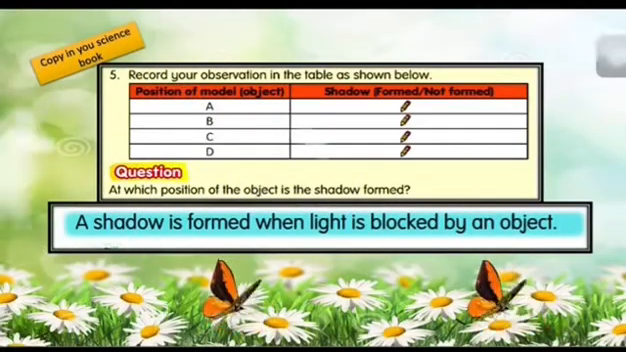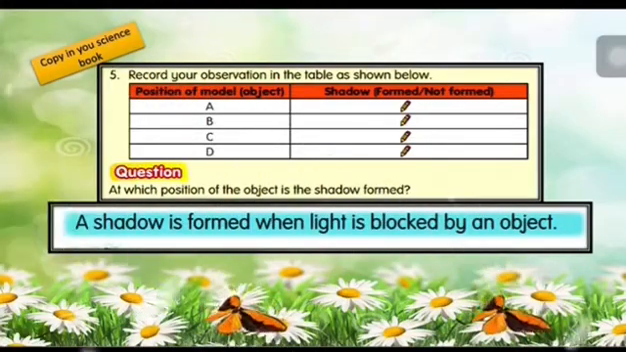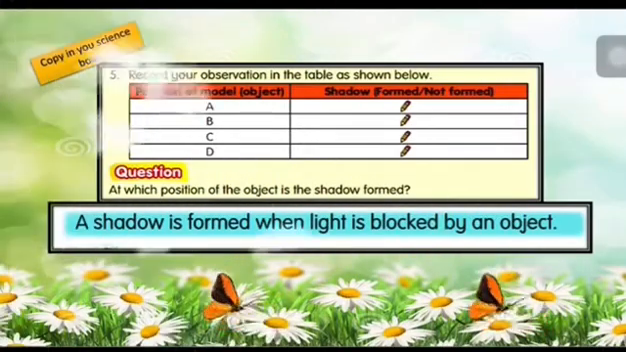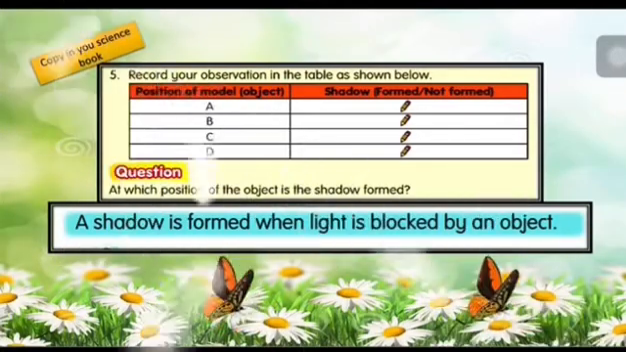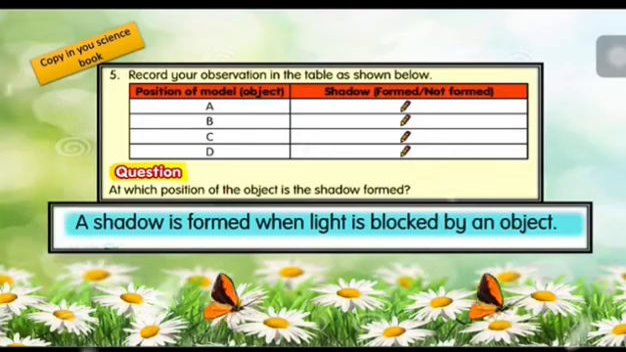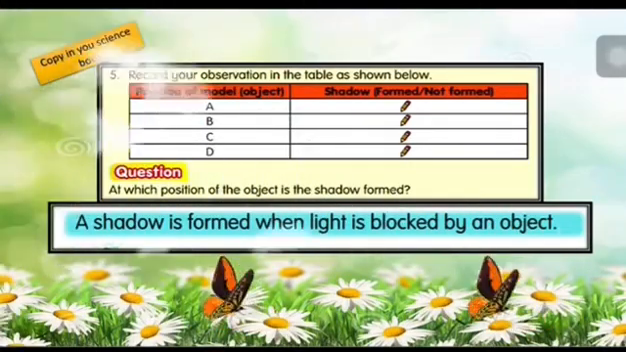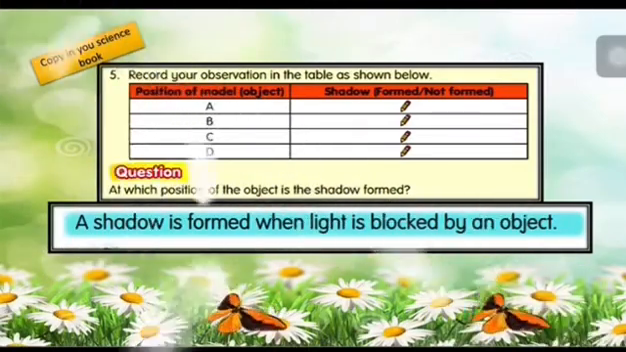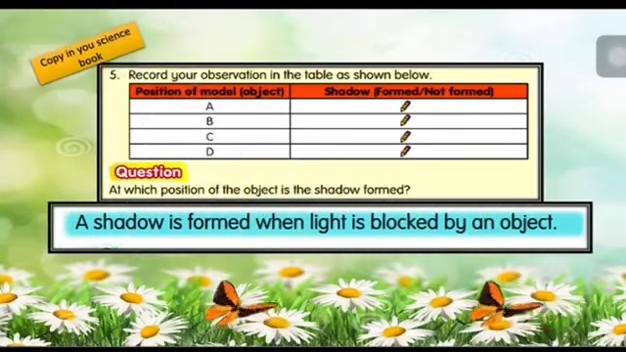Okay, in position A, can you see the shadow or not? If the shadow is formed, you write there formed. If not formed, you write there not formed. Only in one position will the shadow form. So at which position of the object is the shadow formed? Answer the question also. So how is a shadow formed? A shadow is formed when light is blocked by an object.